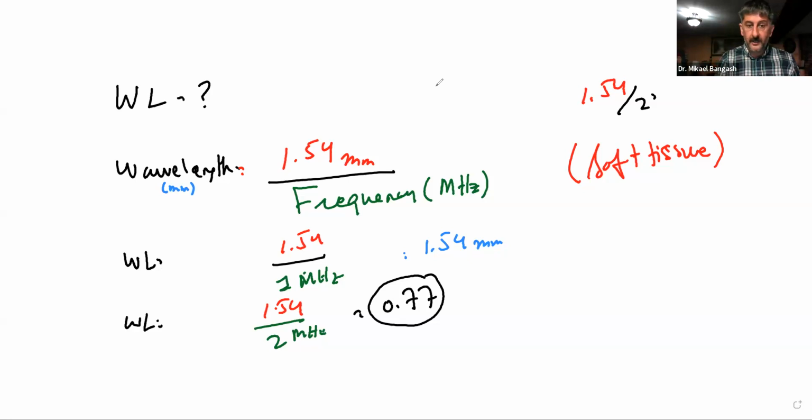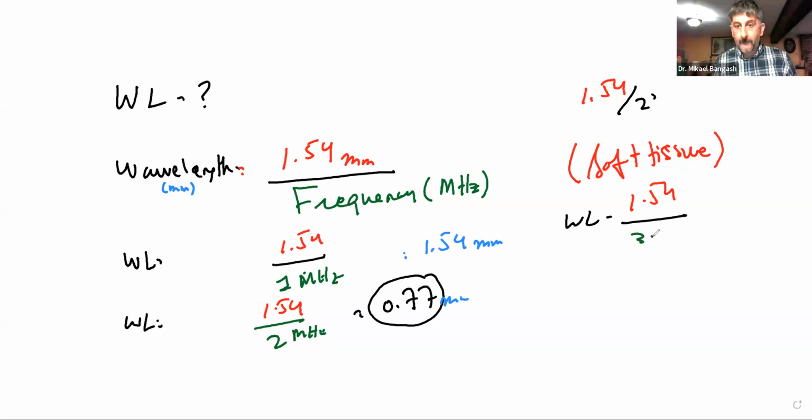So that's your wavelength in millimeters. What's going to be the wavelength of a sound wave in soft tissues if the frequency, for instance, was 3 megahertz? In that case, your wavelength is going to be 0.5 millimeters.